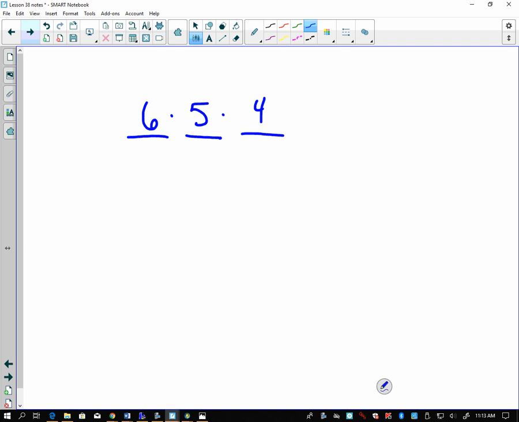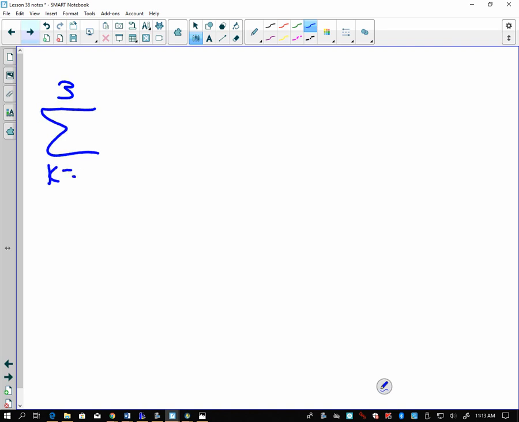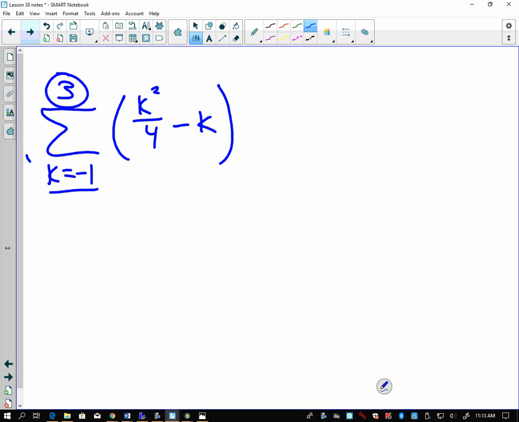Let me see. Do you want to see number 12 worked out? Is that yes or no? 12, because we haven't done a summation question in a while. Okay, so we've got the summation, k equals -1 to 3, of k squared over 4 minus k. So this is my minimum, this is my maximum. I don't feel like everybody who's asking for this is necessarily paying attention.